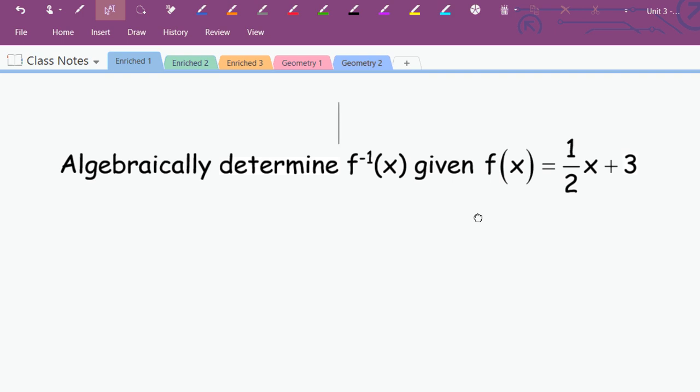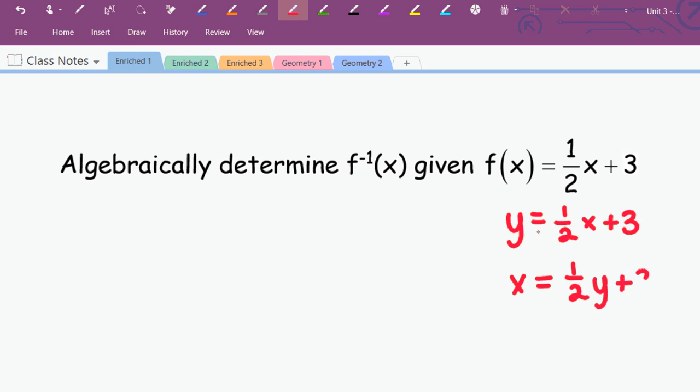Well, Sean, what would you do to start this off? Okay, so I'm going to write this out as y equals 1/2 x plus 3. Keep going. I want to do something first. Switch the x and the y. So this is x equals 1/2 times y, and then plus 3. Keep going. Now what would you do?